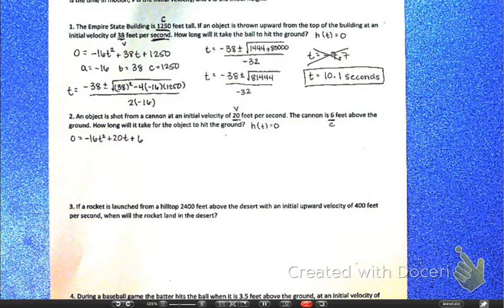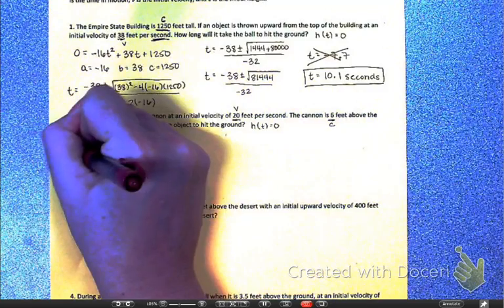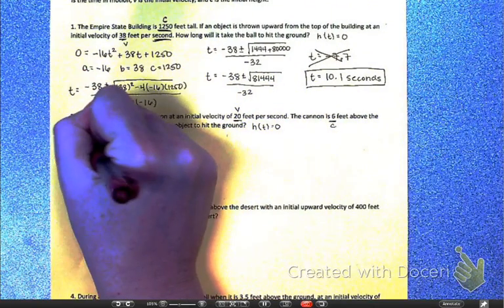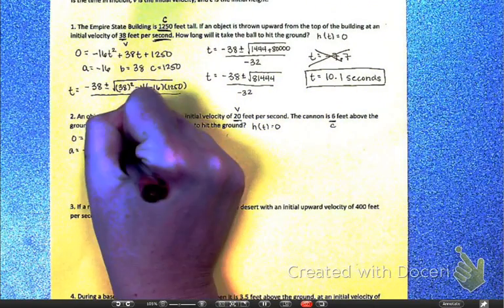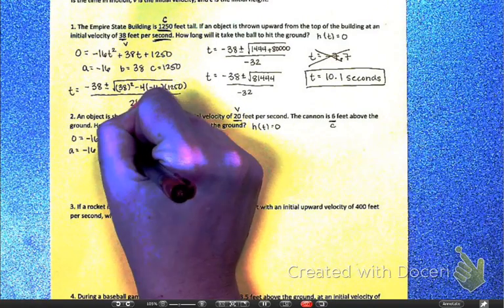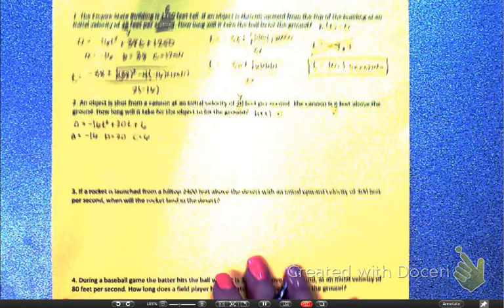Here's the equation you should have gotten: 0 equals negative 16t squared plus 20t plus 6. Did we get that? Okay, so what's my A? Negative 16, B, and C. And then let's plug it in.